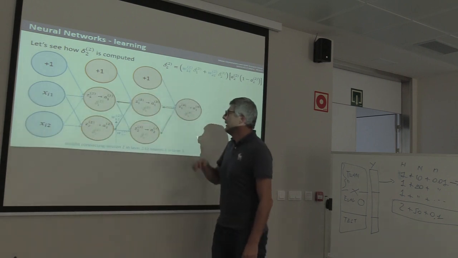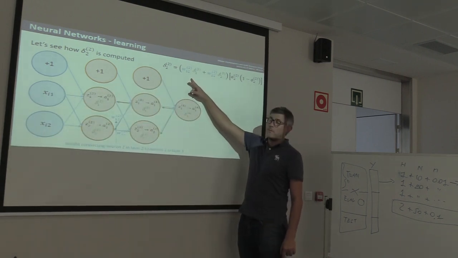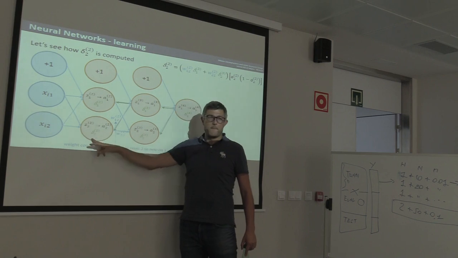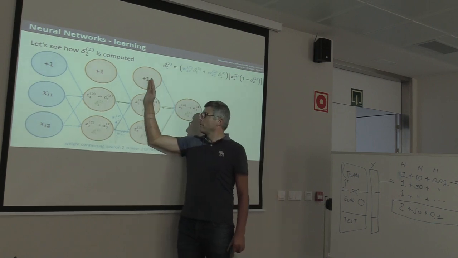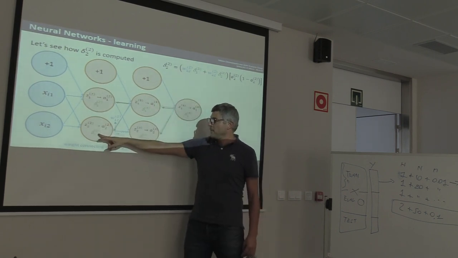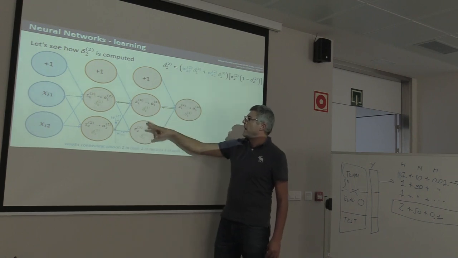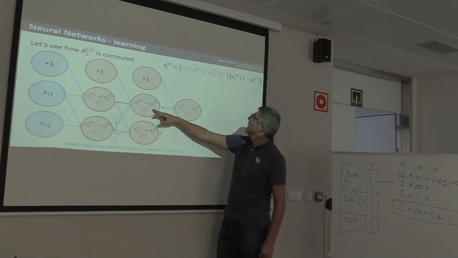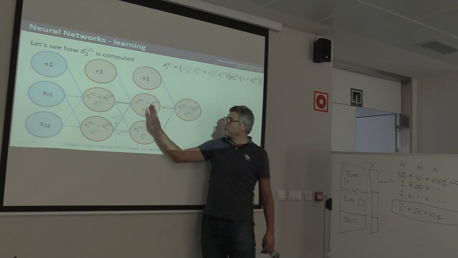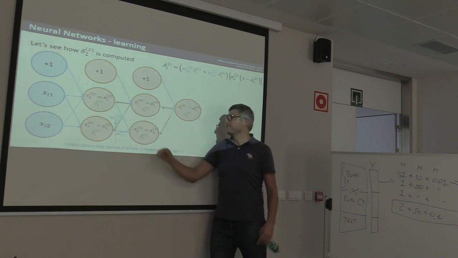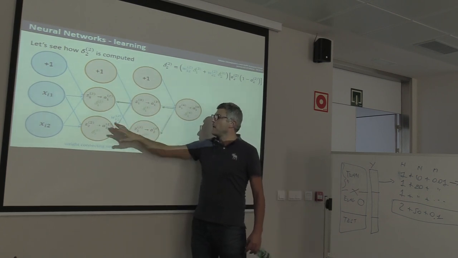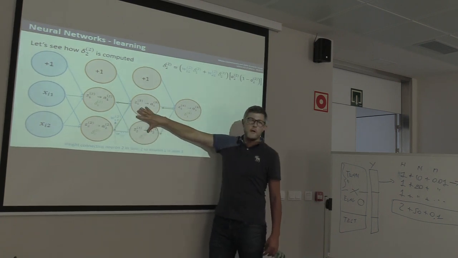So for example, here is an example. This is the delta term you have here. It means that you are going from this layer to this layer. And the delta term here depends on these two errors, D1 and D2, which are the two errors associated to the neurons of the previous layer, multiplied by the two weights which connect this neuron to these two neurons.